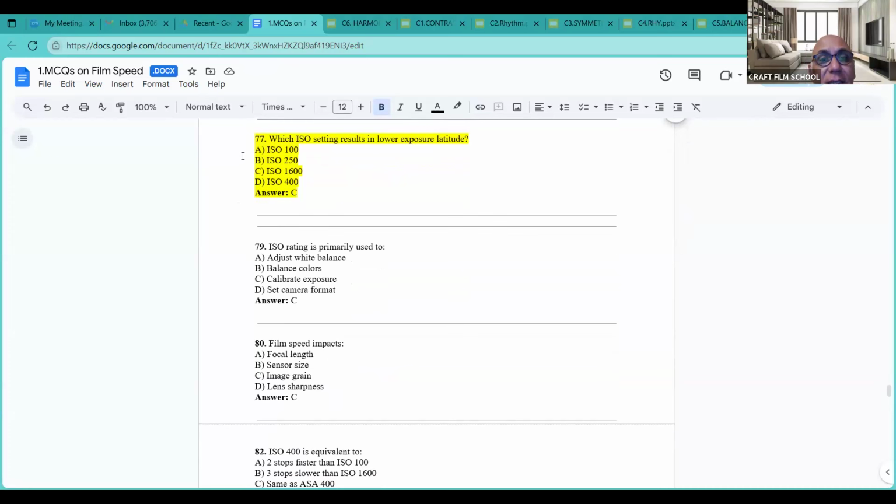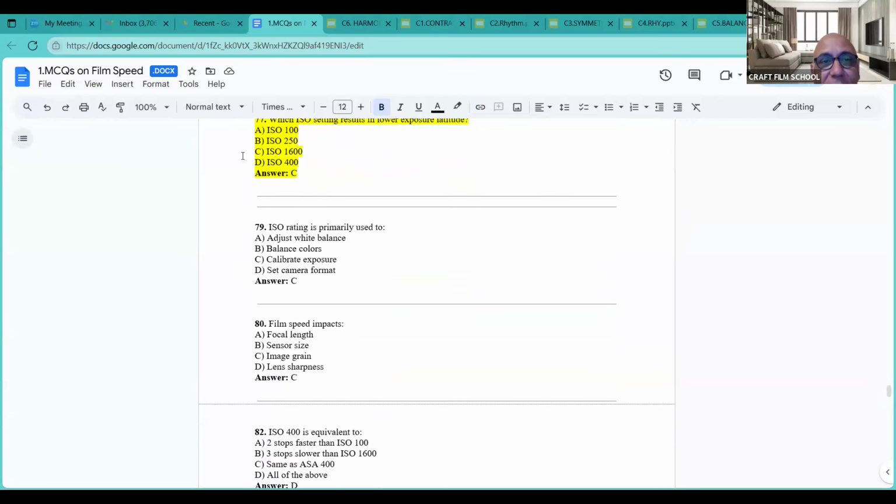Which ISO setting results in a lower exposure latitude? Exposure latitude, I will talk about later on. So right now I'm leaving this question number 77. I will mark it here so that when we discuss the exposure latitude, we will also discuss this. Why the answer is 250 or something, we will discuss that.